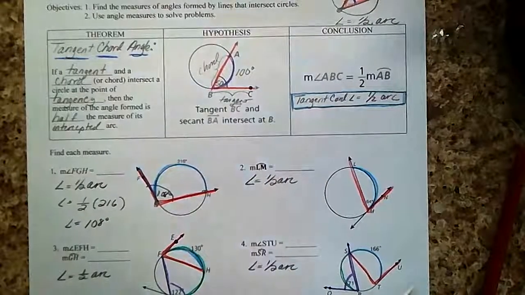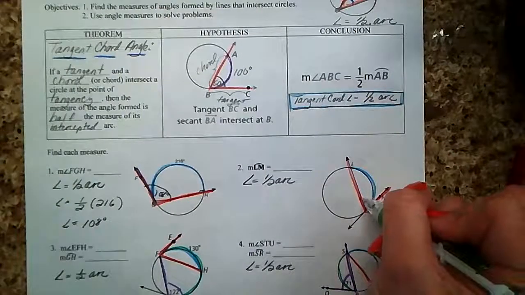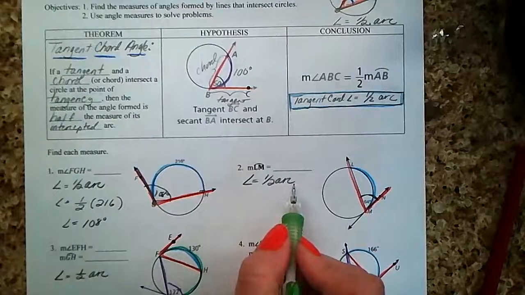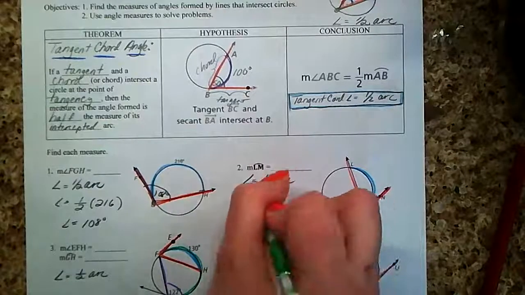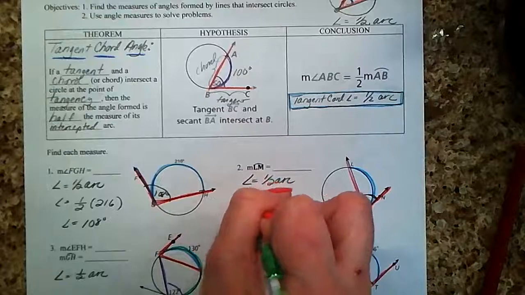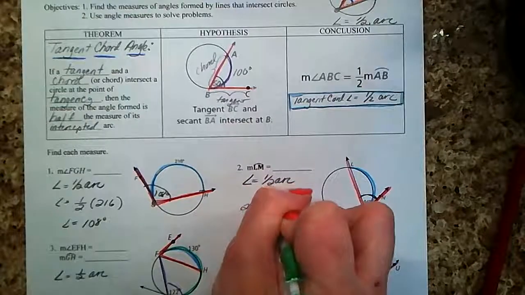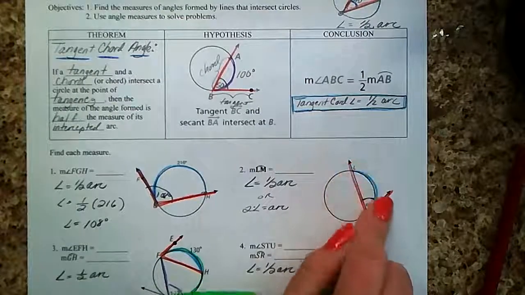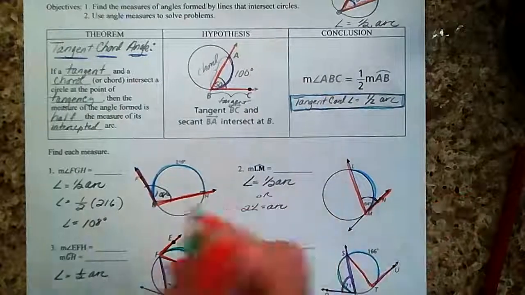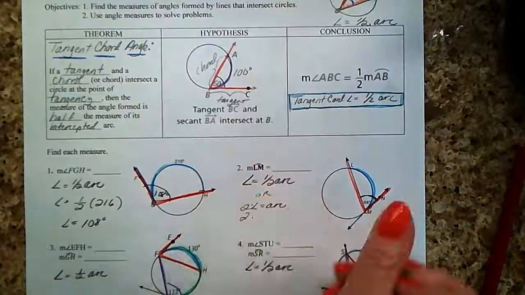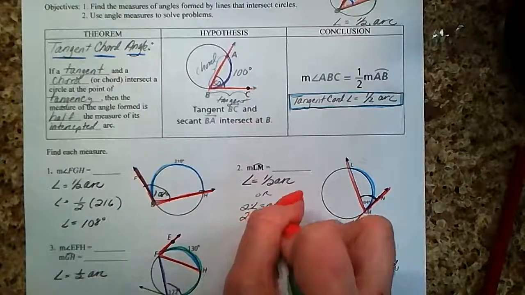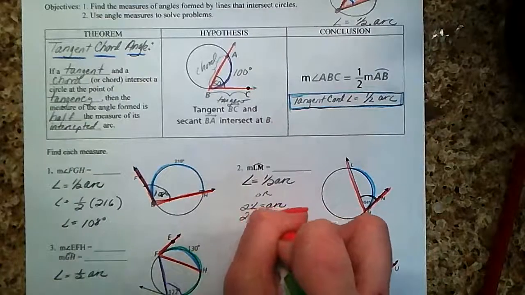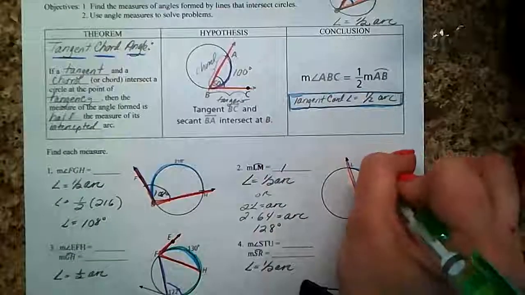Okay, let's look at the next one. Same thing. We have the angle this time though. We know that the angle is equal to half the arc, so it's the same thing as saying 2 times the angle would equal the arc. 2 angles equal 1 arc, or cut the arc in half and you get the angle. Either way, we're going to take 2 times our angle of 64 degrees, and that is going to equal our arc measurement. It works out to be 128. So this arc LM is 128.